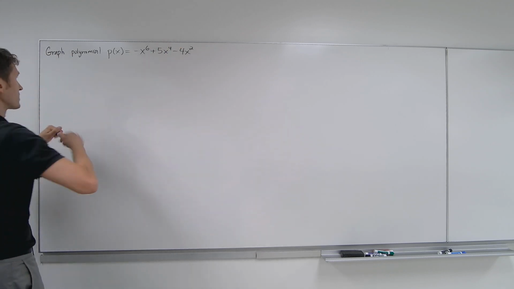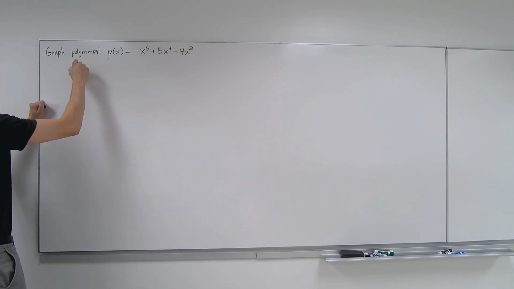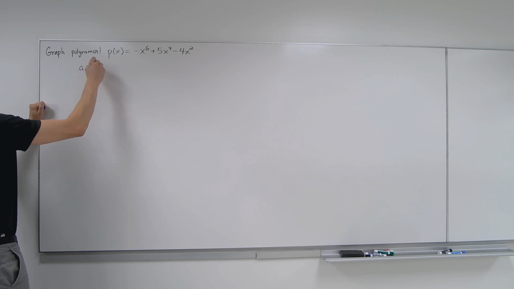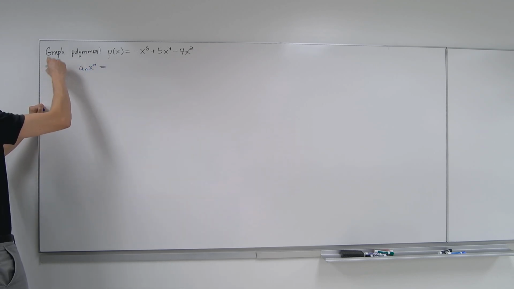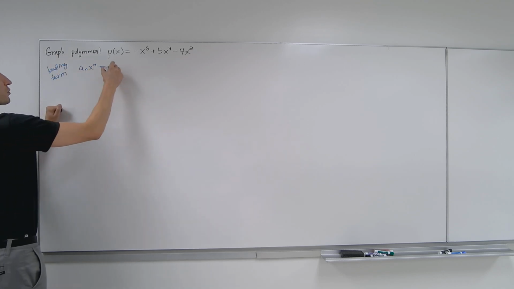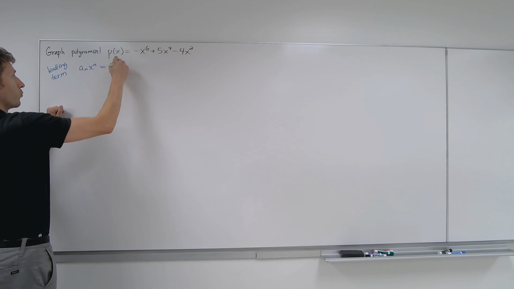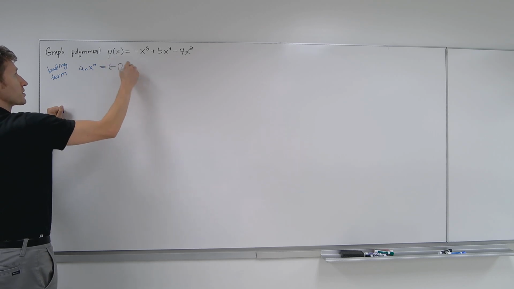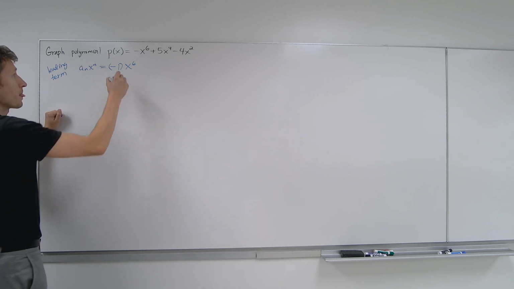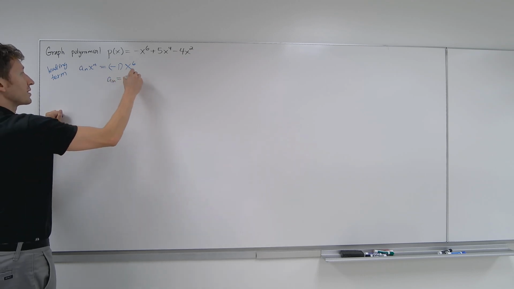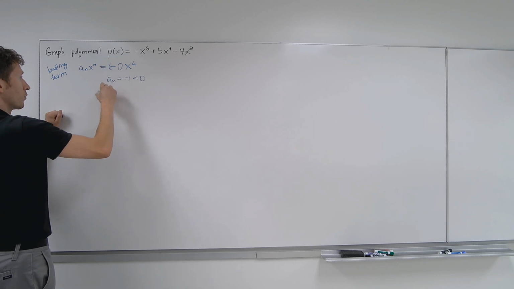So let's look at this. The leading term, a_n x to the n, of the polynomial is equal to negative, right? It's -1 times x to the 6th. The a_n, which is the leading coefficient, is equal to -1, which is less than 0. It's a very important thing for us. And the degree n is equal to 6, right?